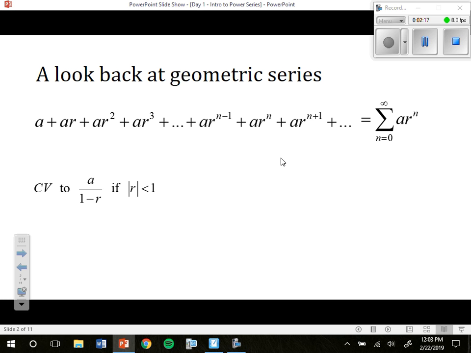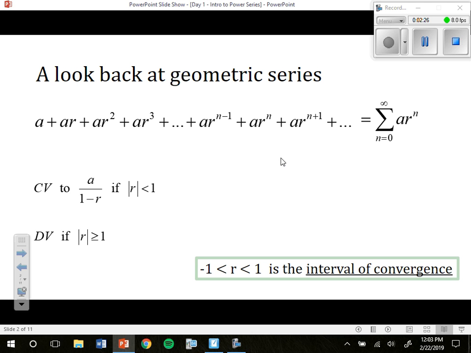What happens if the absolute value of r is greater than or equal to 1? It diverges. So we already know all of that. Cool. We say that -1 to 1 is the interval of convergence. Does that make sense? It's a new word. What does interval mean? The range of numbers that make it converge. That's what interval of convergence means.